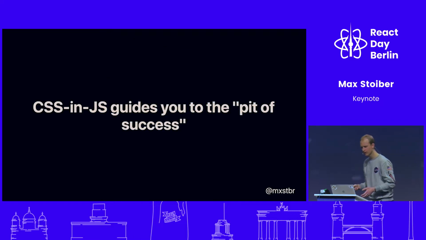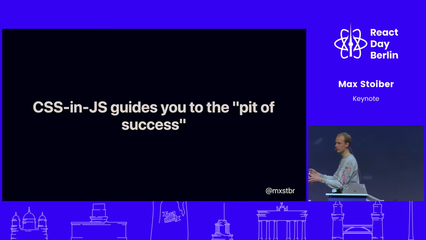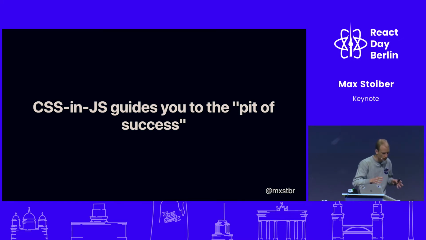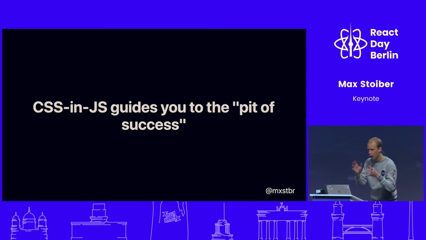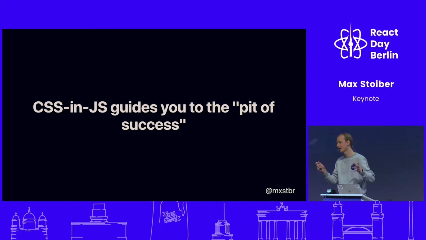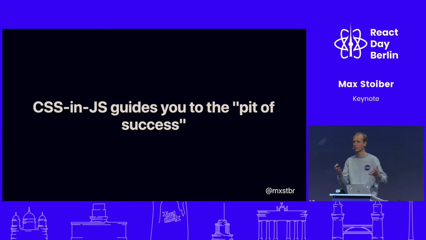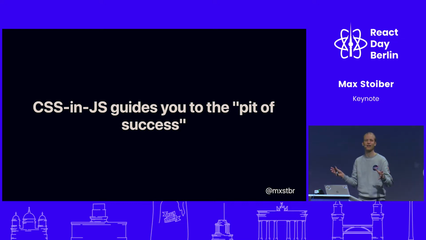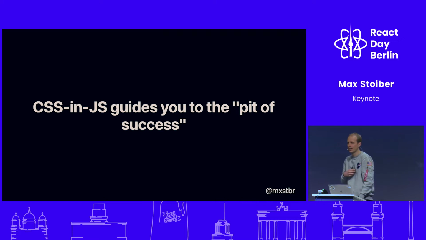All in all, CSS-in-JS guides you to the pit of success. What I mean by the pit of success is CSS-in-JS gets you in the right direction out of the bat. It's harder to write bad code with CSS-in-JS. Now, again, it's not impossible. Of course, if somebody writes horrible code, it's going to be horrible code. But CSS-in-JS guides you in the right direction and gives you a lot of things out of the box to ensure that you're less likely to mess up. Now, I like that because I always mess up, so that saves me a lot of time.